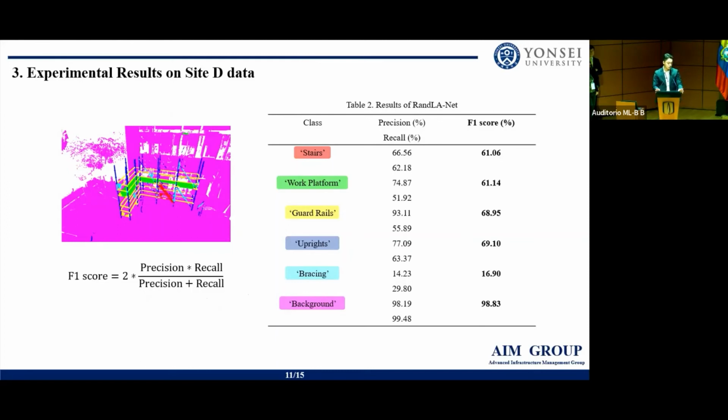Well, that is true, because our training data set also had an imbalance between the background points and the other scaffold entities. That was overcome because we used transfer knowledge from the Semantic3D dataset, and that dataset also had more background points than other points, but it also had other points that were not background, and that trained the initial layers of our neural network to overcome this problem. I hope that answered your question.